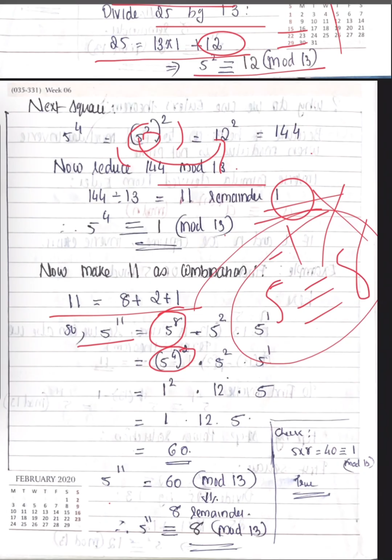So in this case, a prime modulus uses Fermat's theorem, and a composite modulus uses Euler's theorem. That is the main tip for the difference between Euler's and Fermat's theorem. So now you clearly know the difference between Fermat's little theorem and Euler's theorem using the same example.